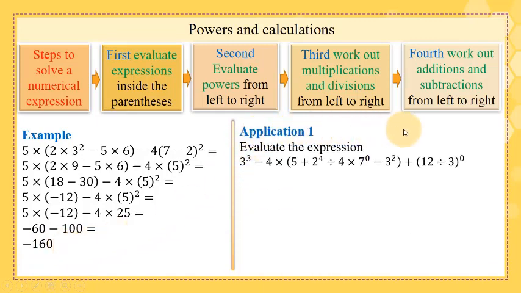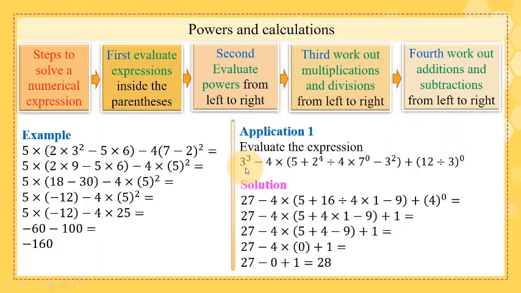Please solve this application. Pause the video to solve. Solution. We're going to evaluate this expression. We'll start with the powers. 3 cubed equals 27, 2 exponent 4 equals 16, 7 exponent 0 equals 1, 3 exponent 2 equals 9, and we evaluate inside this parenthesis to get 4.